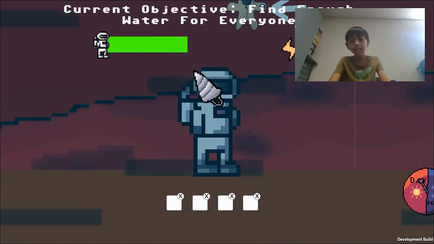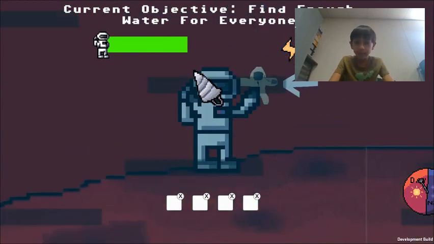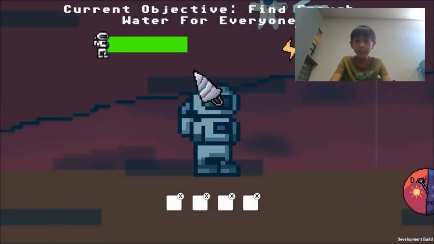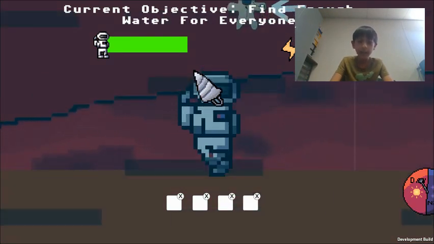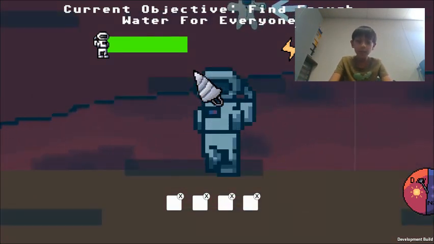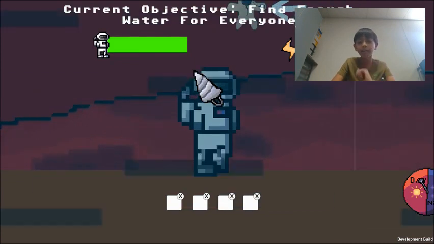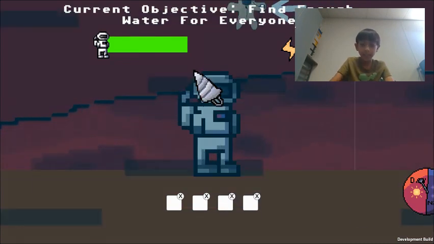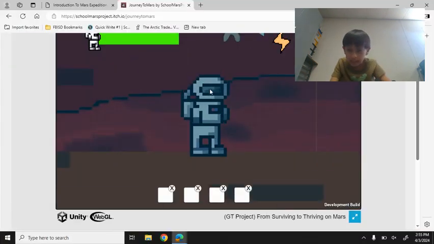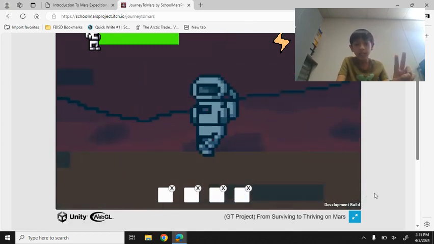And if you see here, this spot we can't go through because we need the suit to get past these windy and cold temperatures. But on the other side of this, there's the thing that turns the ice into water, and using that, we will be able to get water on Mars. 2 different types of ways.